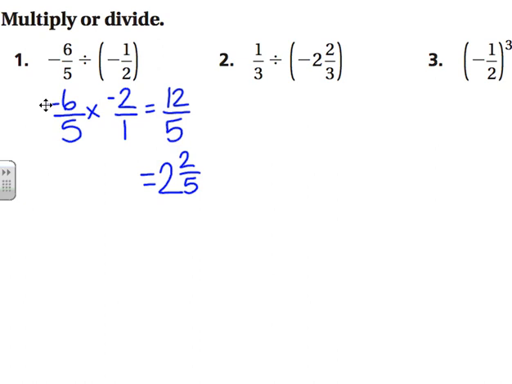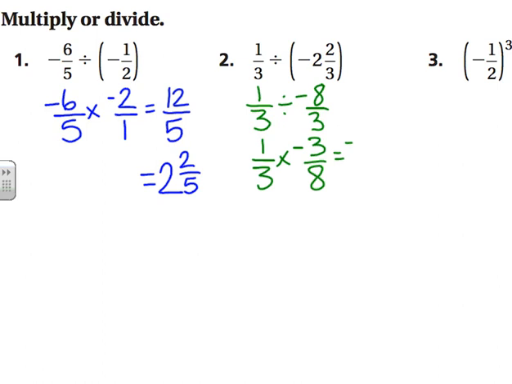Okay, number 2 on your paper, we would first rewrite just our mixed number as an improper. So that would be negative 8/3. Okay, I haven't changed it to multiply yet. We got to do that step in between. So 1/3 divided by negative 8/3. Now we can rewrite it as multiplication. 1/3 multiplied by negative 3/8. Okay, 1 times negative 3 is negative 3. 3 times 8 is 24. And that will simplify down to be negative 1/8.